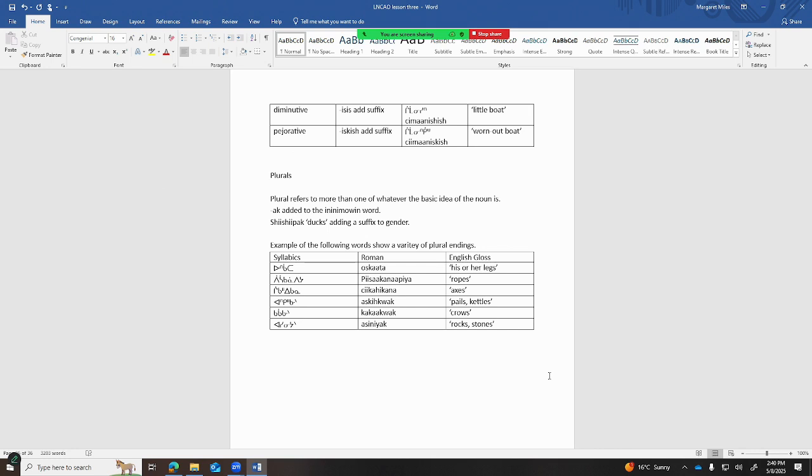So the first one, uskata, his or her legs. Bishaganabia, ropes. Chigahigana, axes. Askikwag, pails or kettles. Kahkakwag, means crows. Asinyak, rocks or stones.